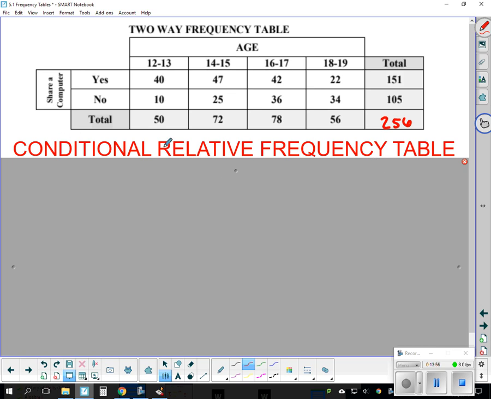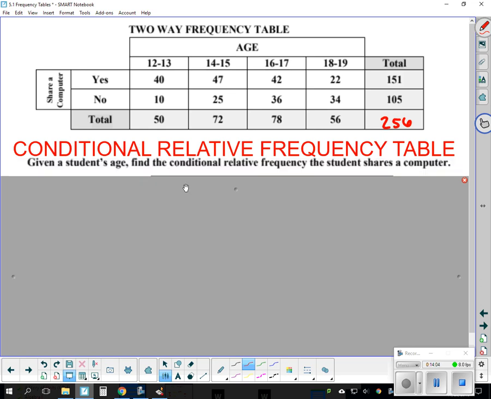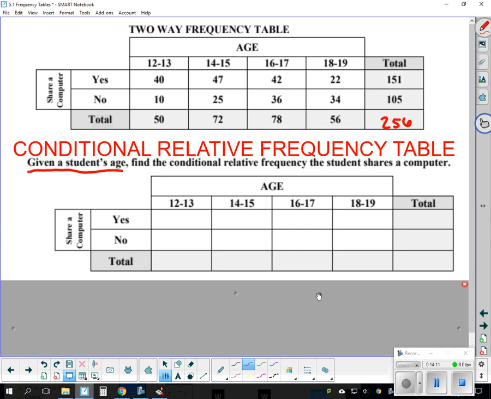So now on to conditional relative frequency. It's the idea of relative frequency, but based on a condition. So here is our condition. Given a student's age, find the conditional relative frequency the student shares a computer. So we're going to fill this table out again, making it a conditional relative frequency table. The condition is the student's age. What that means is we're still going to divide by a total, but it's not the grand total. It's the conditional total. What condition are we working on? We're working on the student's age.